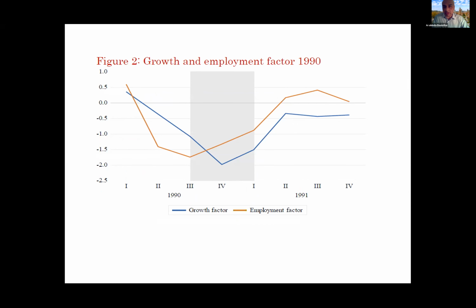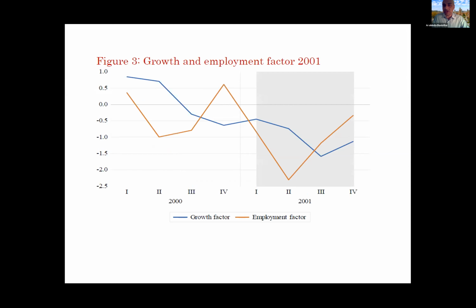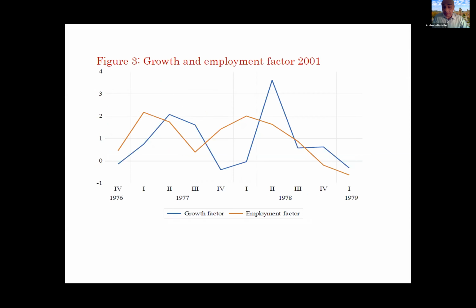So this is the 1991 recession. And you can see the orange employment factor is actually preceding the turning point by about a quarter. 2001 recession, again, the orange factor, the employment factor is preceding the turning point by about a quarter. A non-recessionary period, 1977. So you can see some fair bit of turning point changes happening 1 quarter before. The blue line is above 0.